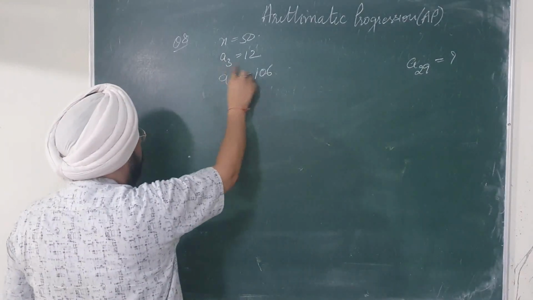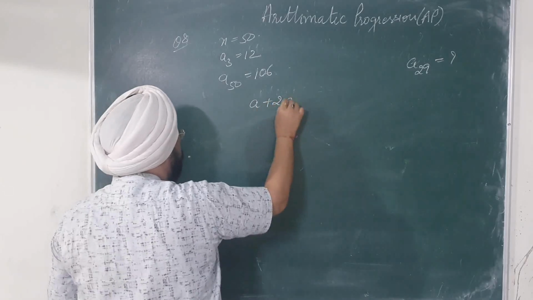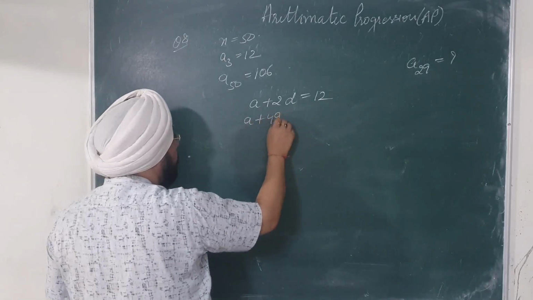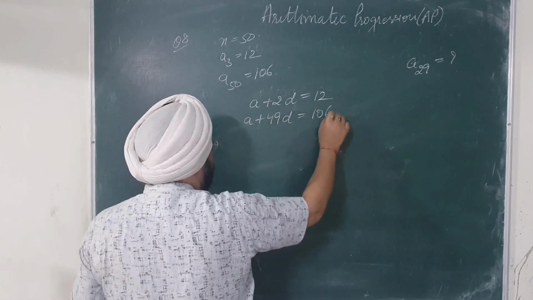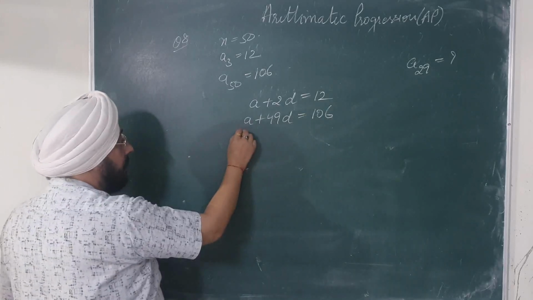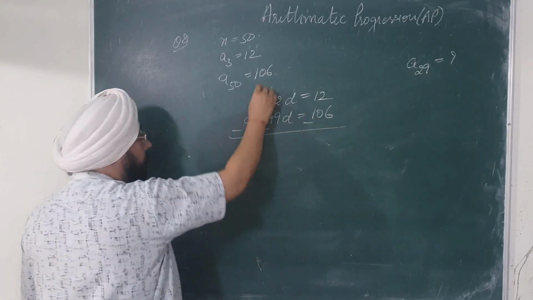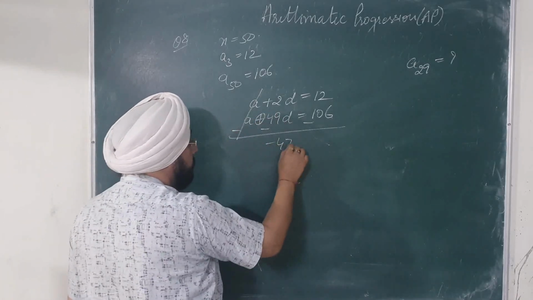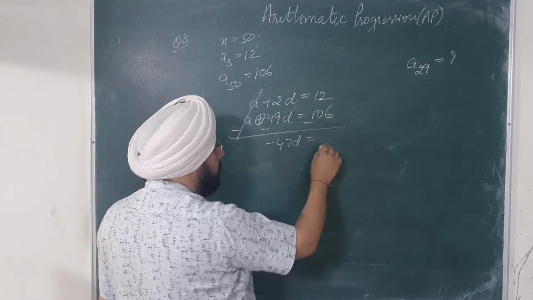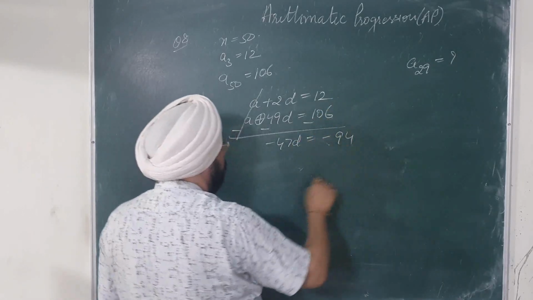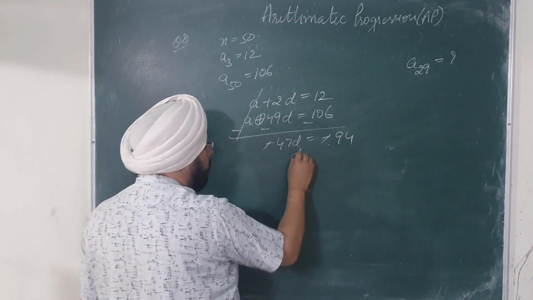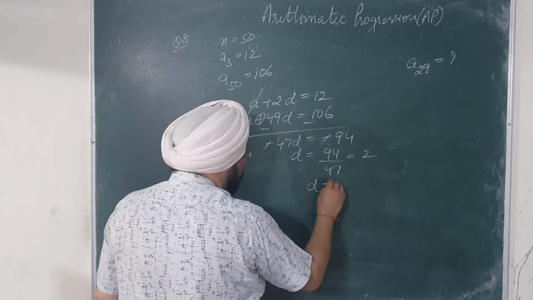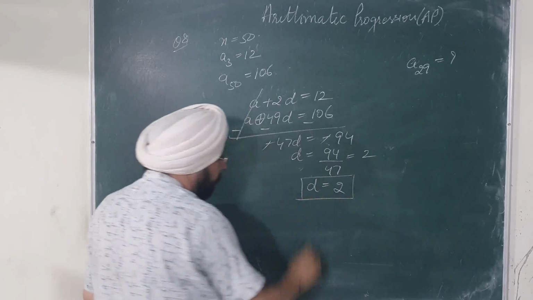Now see, third term 12 means a plus 2d is equal to 12. 50th term means a plus 49d, that is equal to 106. Simplifying these two equations by the elimination method, change the sign, a will be cancelled. Now what is 2 minus 49? That is minus 47. 12 minus 106 is minus 94. Minus sign is cancelled with minus sign, so we get d is equal to 94 by 47, that is equal to 2. So d is equal to 2.